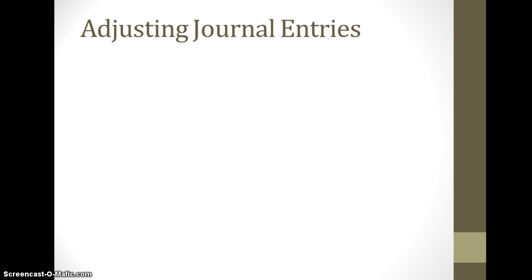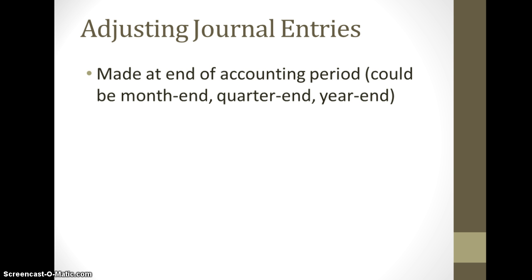Let's talk about adjusting journal entries then. Adjusting journal entries are made at the end of the accounting period. So they're done before a company prepares their financial statements. And a company can prepare their financial statements at the end of the month, at the end of the quarter, or at the end of the year. So when they get to this point in time, the company has to determine whether or not it has to record any adjusting journal entries.